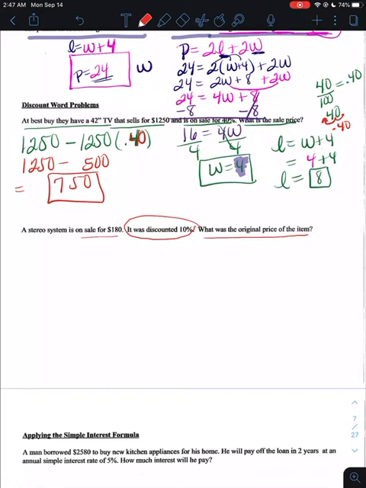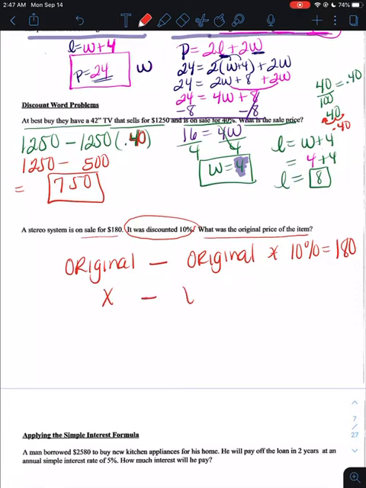So to get the answer, it'll be similar to what we did above. You're going to take the original price minus the original price times 10%, and that's how you're going to get the sale price of $180. Well, what is the original price? We don't know. So this would be X minus X times 10%. Remember, 10% just turns into 0.10 equals 180. So this is X minus 0.10X, I'm just putting the number in front, equals 180.